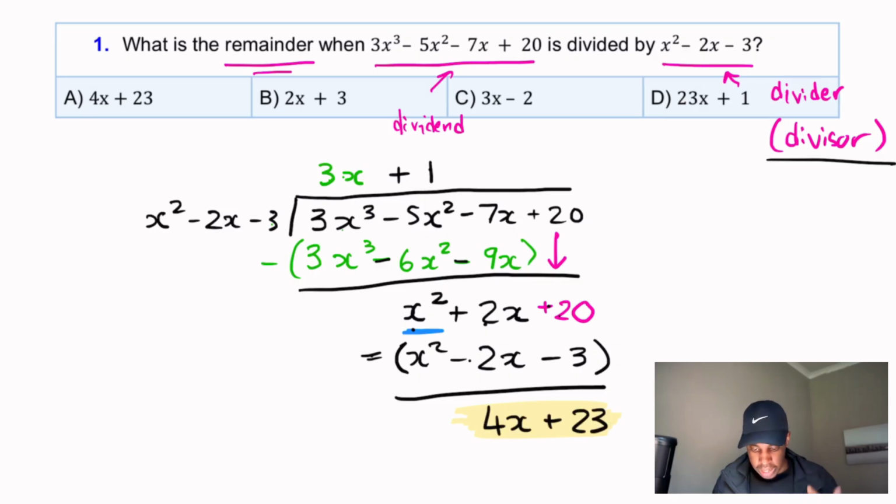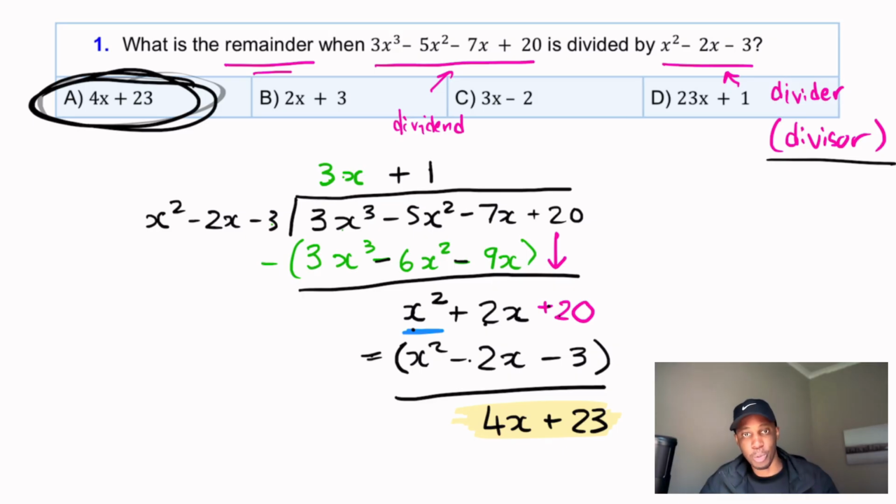4x plus 23. And then when we select the correct answer from the actual question itself, we can see that the correct answer for this question is in fact A right there. So your correct answer will be A, which is 4x plus 23. So what we have here is actually the remainder, right?